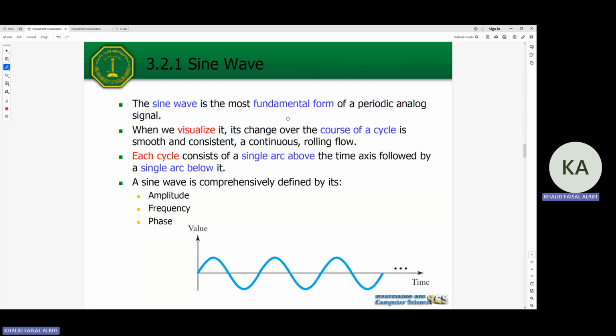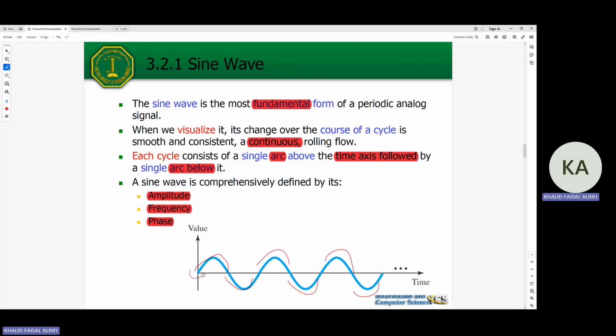The sine wave is the most fundamental form of periodic analog signal. When we visualize it, it changes over the course of the cycle. It is smooth, consistent, and continuous. Each cycle consists of a single arc above the axis, followed by a single arc below the axis. As you can see, this is above the axis, then below, then above, then below, and so on. A sine wave is comprehensively described by its amplitude, frequency, and phase.